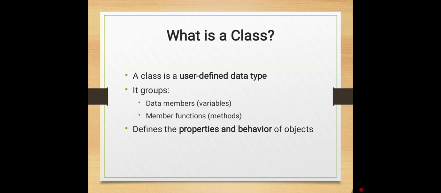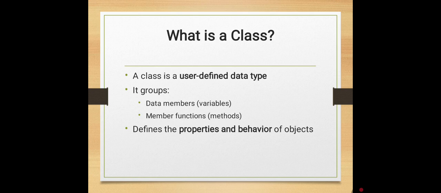It is grouped together in two ways. That is, it has two kinds of data: one is data members and the other is member functions. Data members are also called variables, and member functions are called methods. So the class defines the properties and the behavior of the object. In simple words, we can say the data the object can store, and the actions the object can perform.